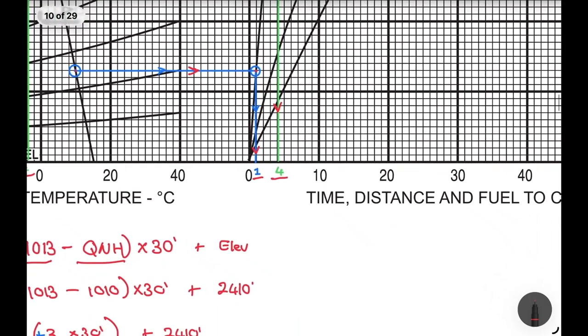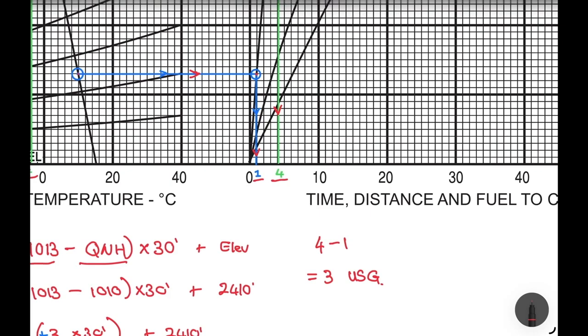So what we do then is take 4, which you would have used to climb to 8,500 foot, minus the 1 that we used to climb to 2,500 foot. Therefore, the climb from 2,500 foot to 8,500 foot will burn 3 US gallons. If you then have a look at the answer options, you'll see that one of the answers is exactly 3 US gallons. Therefore, 3 US gallons is the correct answer.